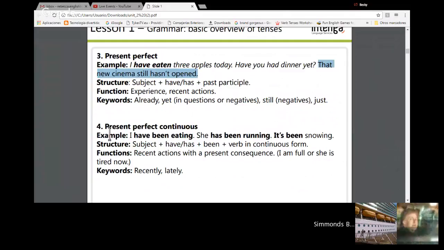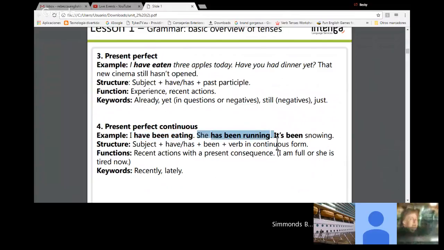And then here we have the present perfect continuous. I have been eating. And then she has been running. And for the last example, it has been snowing. So these are other examples of the present perfect continuous. We did have some questions with this last class. Anything now? Any questions here?